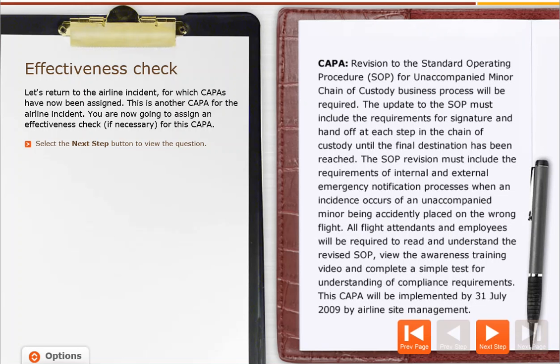Let's return to the airline incident, for which CAPAs have now been assigned. This is another CAPA for the airline incident. You are now going to assign an effectiveness check, if necessary, for this CAPA. Which one of the effectiveness checks shown in the next step would you assign for this CAPA? Remember that the effectiveness check needs to be well designed and address the long-term requirements for the CAPA.